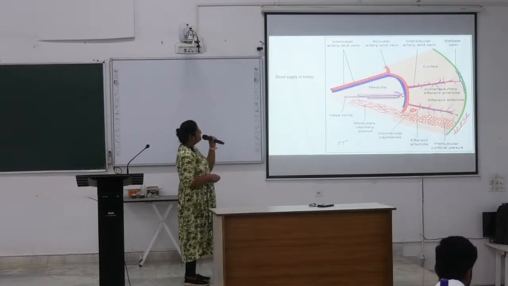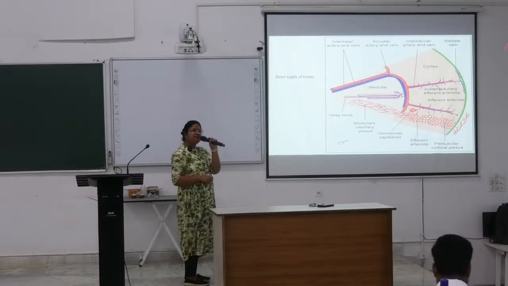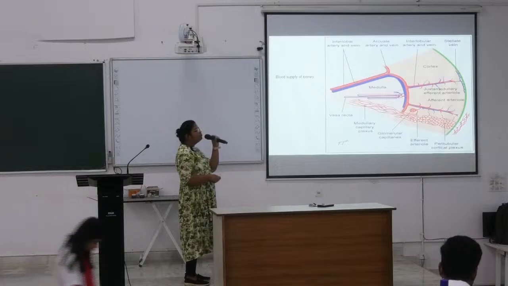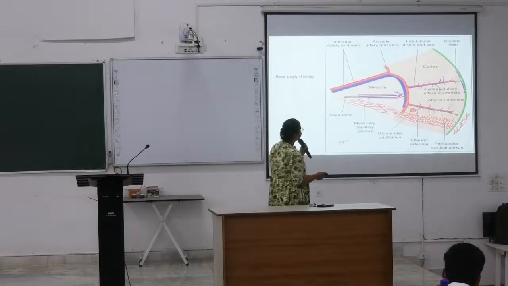So these are the vasa recta, roots of vasa recta, that help in the countercurrent exchange mechanism along with the loop of Henle. Previous one. Go to the next slide.